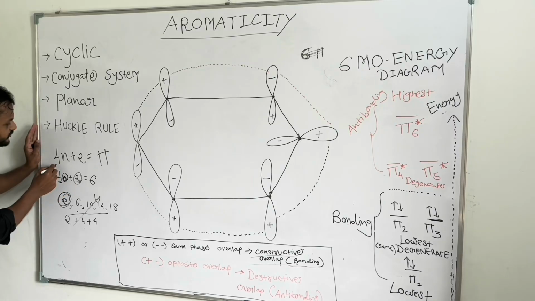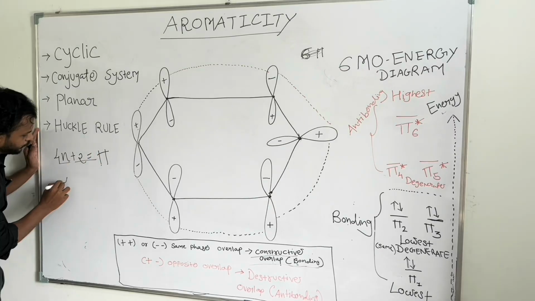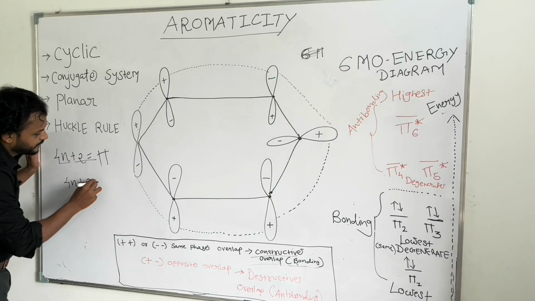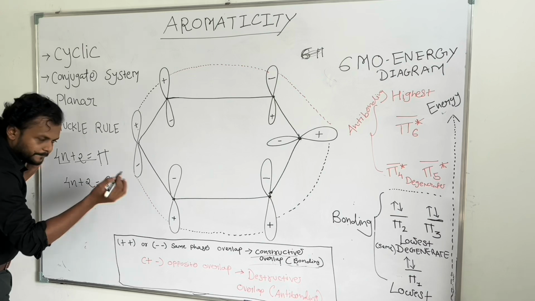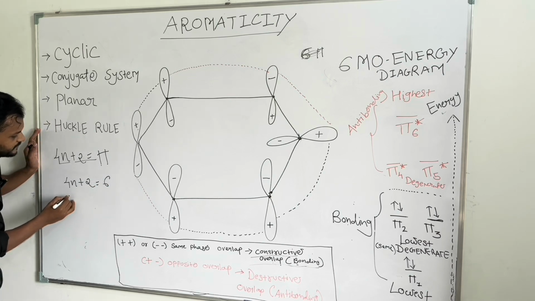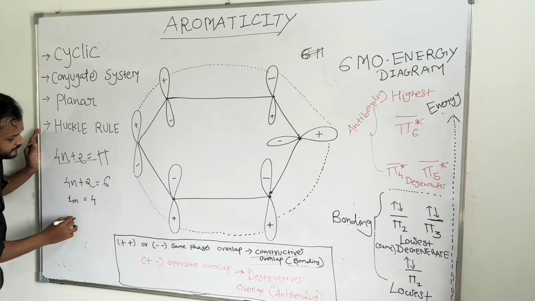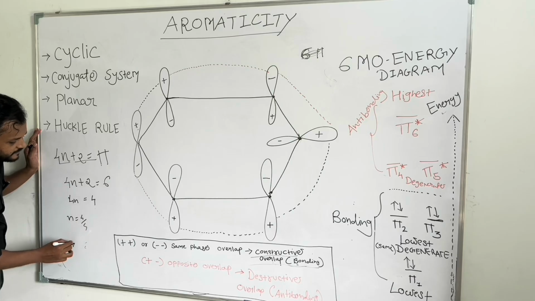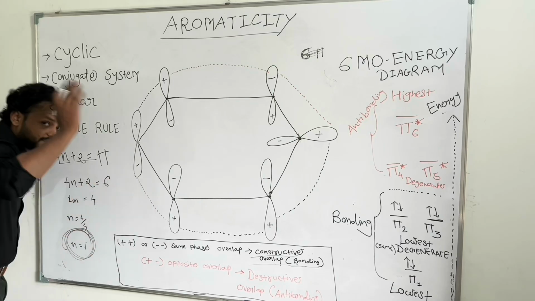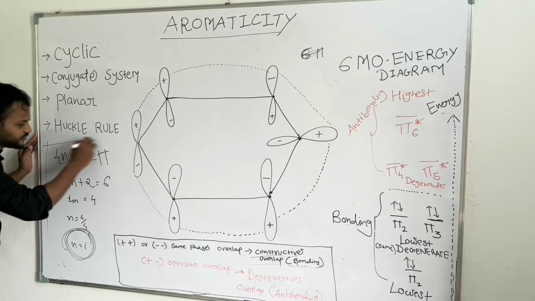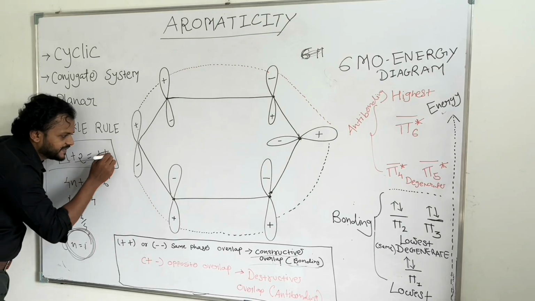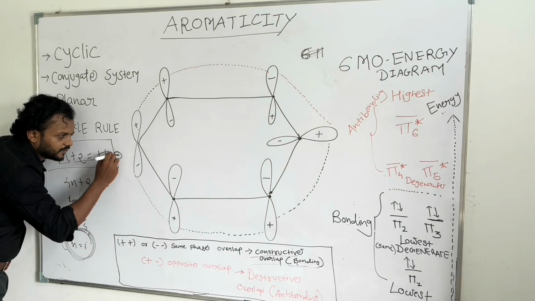So let's see an example. For benzene, it's 4n plus 2. So 4n plus 2 is equal to 6 pi electrons. So now what is n? 4n is equal to 4, and n is equal to 4 by 4. Yes, n is equal to 1. So this is what an aromatic compound is. That's why we are going to obey this 4n plus 2 is equal to pi electrons. This is the reason.